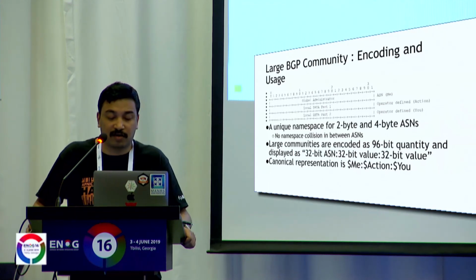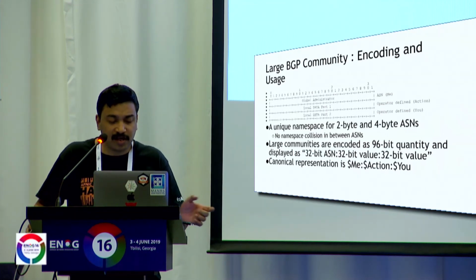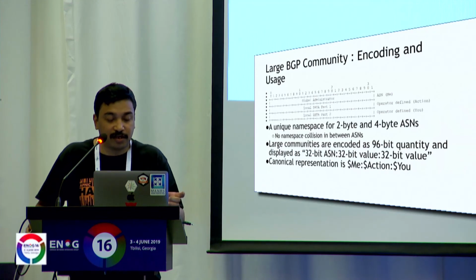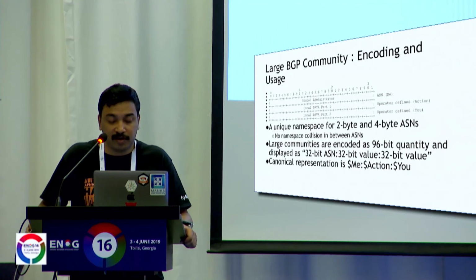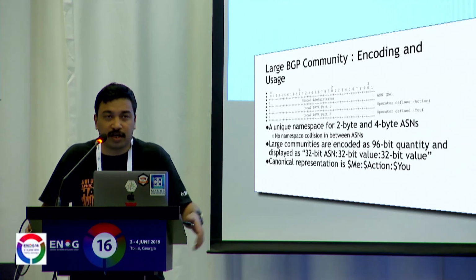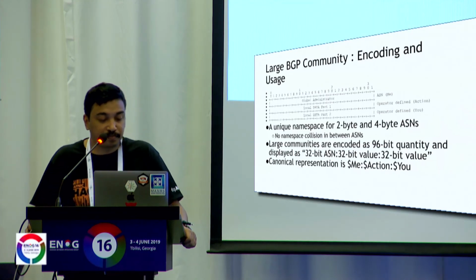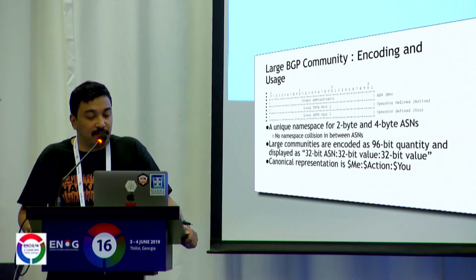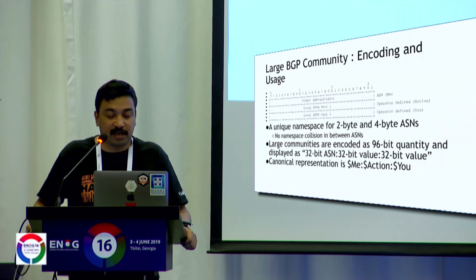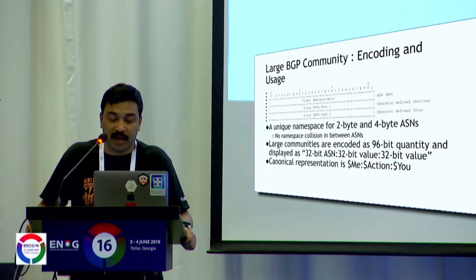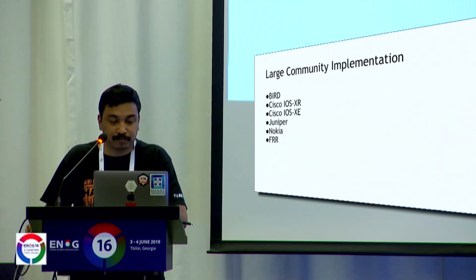So rather than the previous 16-bit value in 2 octets, now you have a 32-bit value in 3 octets. So there is no chance of a collision between different AS numbers. And there is a canonical representation: your AS number, then some sort of action, and then some additional information which you can encode in the large BGP community.